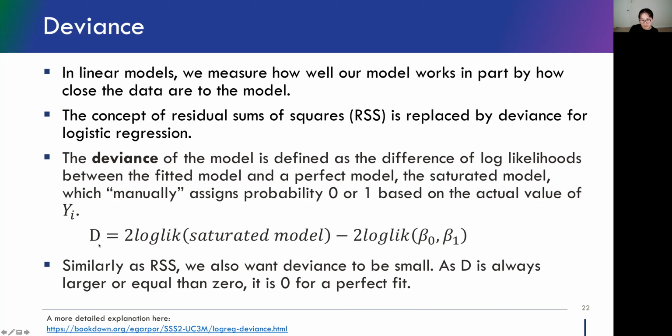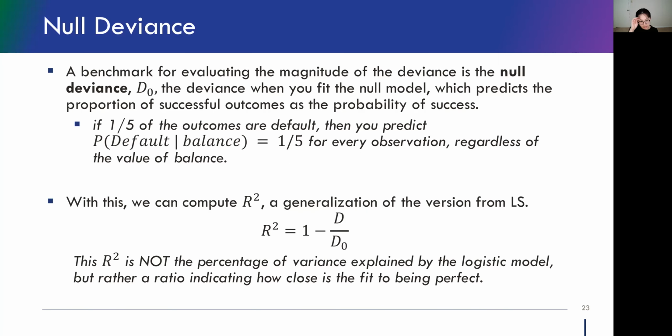This deviance D is always larger than or equal to 0, because the log likelihood of the perfect model, the saturated model, would always be larger. It will be 0 for a perfect fit. So we want this deviance D to be as small as possible.